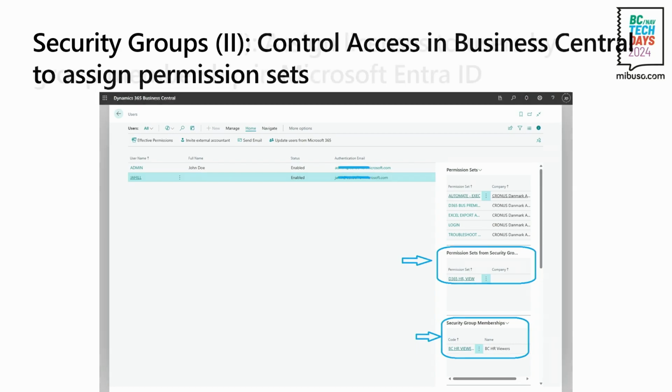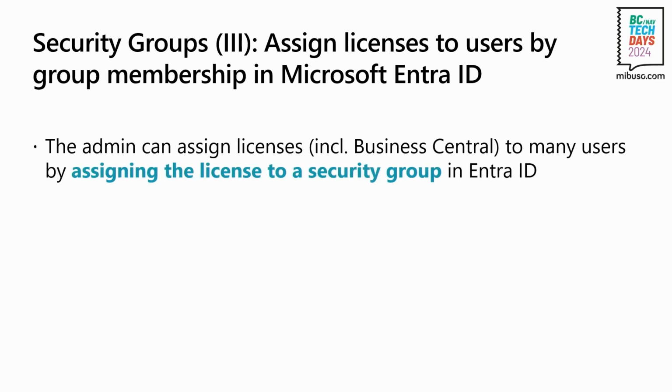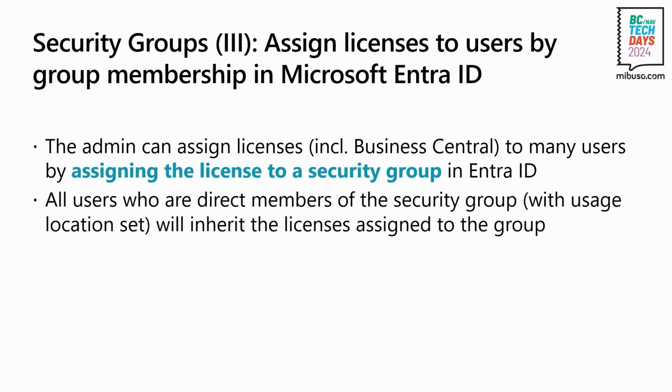And then finally, this is not a Business Central feature per se, but you are able to assign licenses in bulk in Entra ID. This is great, especially if you've got large customers and you need to assign 50 or 100 or hundreds of licenses, and you don't want to assign them to each one. So you set up a security group, and you can assign the licenses to the entire group. Exactly. And then all the direct members of the group will get this license.